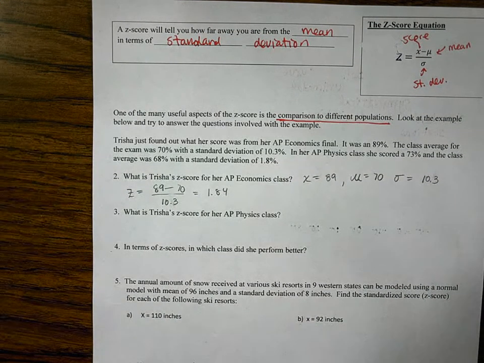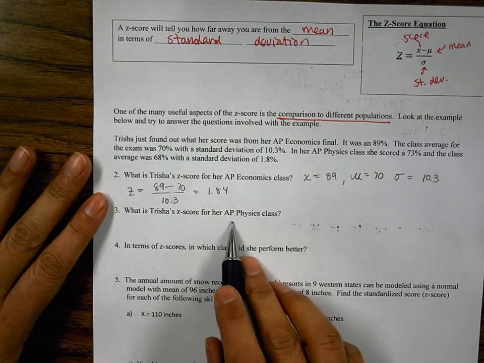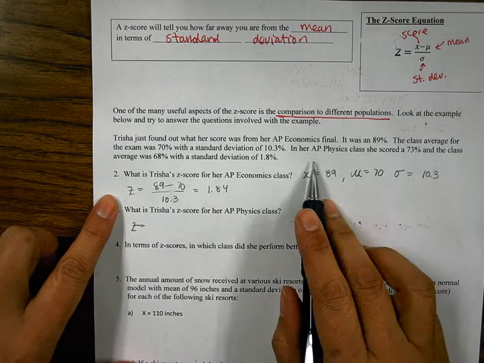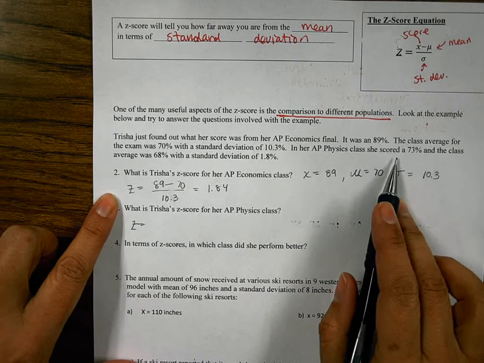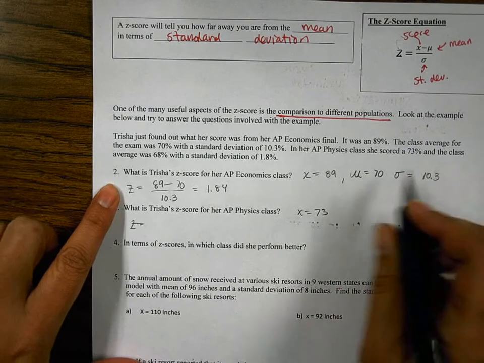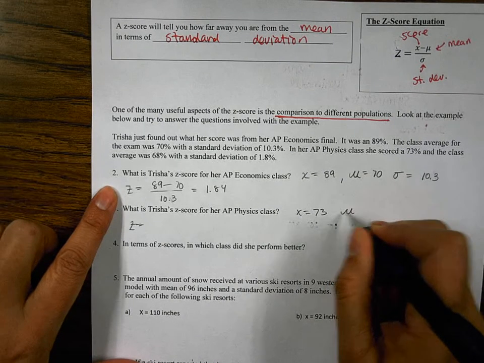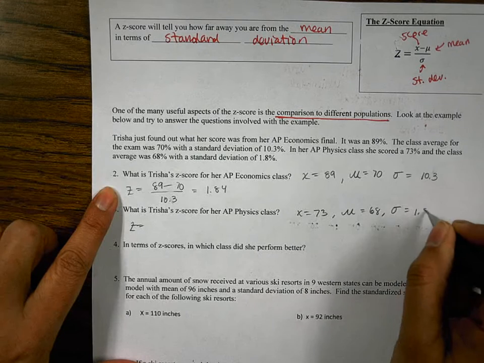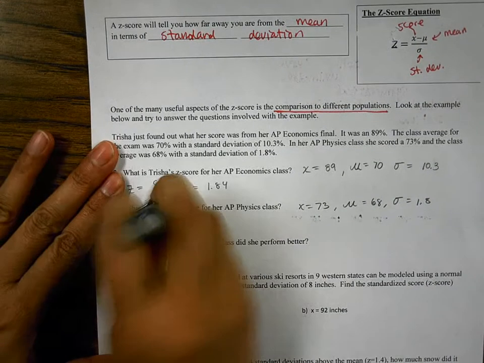Okay, Trisha's z-score in her AP Physics class, let's figure that out. For Physics, her score was a 73, so that's the x. The class average is 68, that's the mu. And the standard deviation is 1.8. So what is her z-score here?